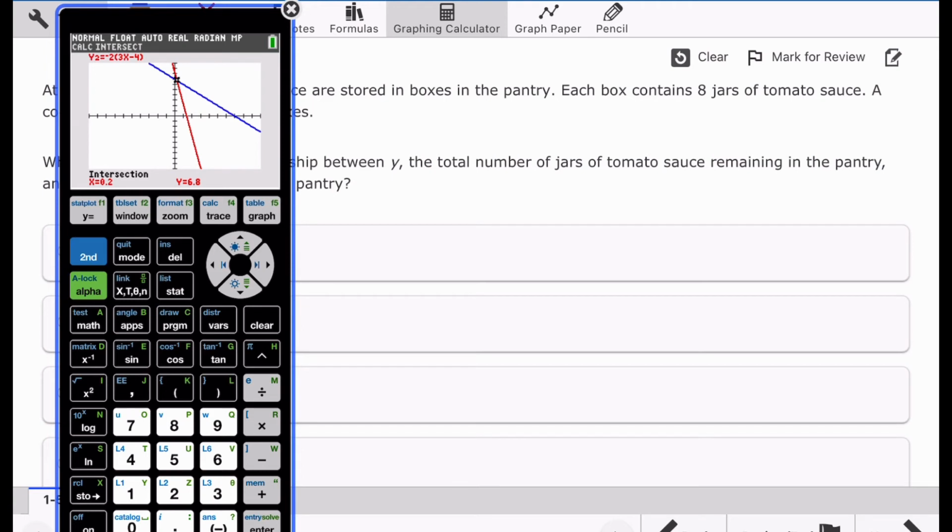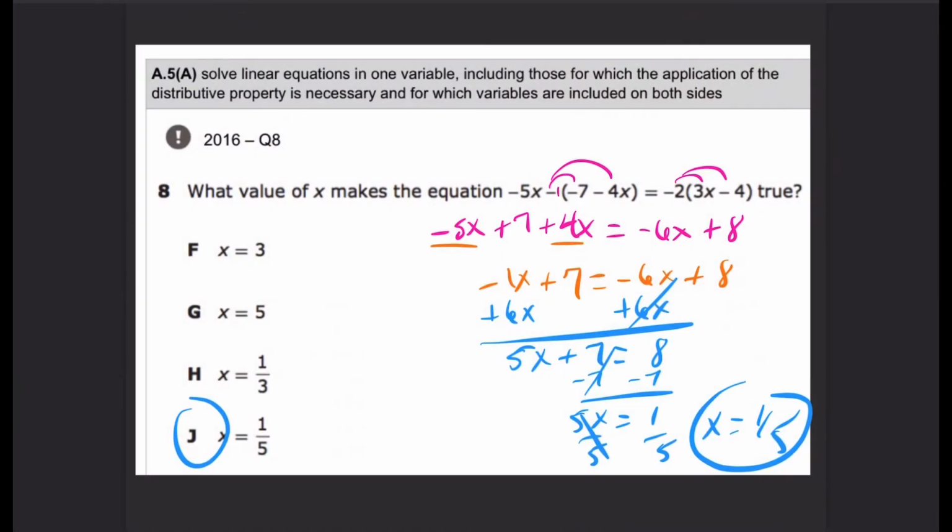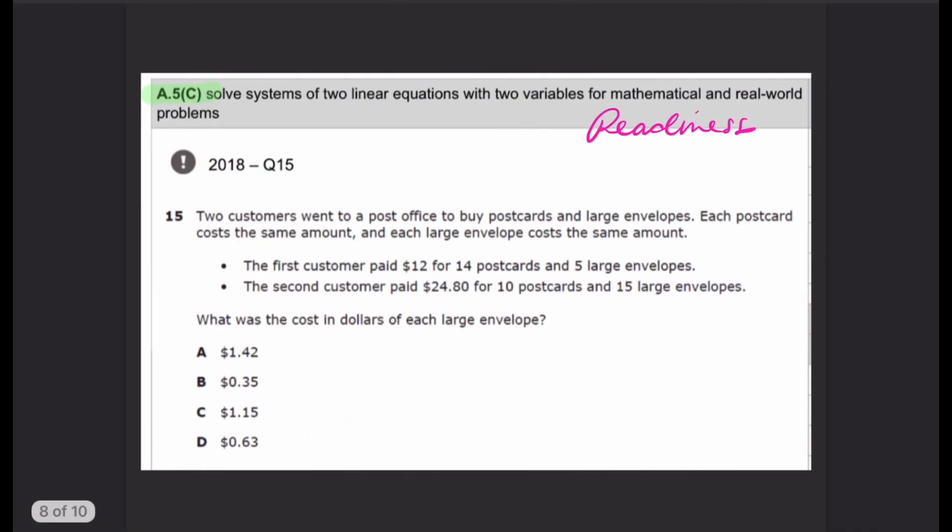Guess. My answer is 0.2. 2/10. 2/10 is equivalent to 1/5. Therefore, we are correct. These last two questions cover TEKS 8.5c.